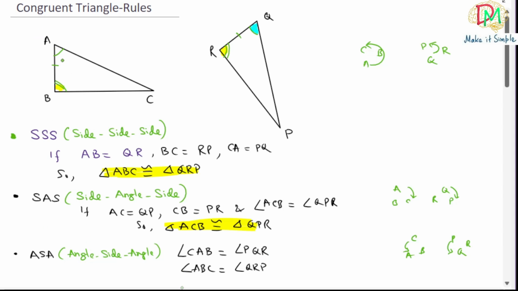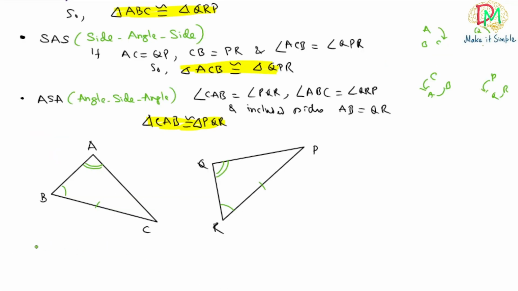What is the included side within these two angles? That is AB. So AB is equal to QR. From this, we can conclude that triangle CAB is congruent to triangle PQR. Clear?